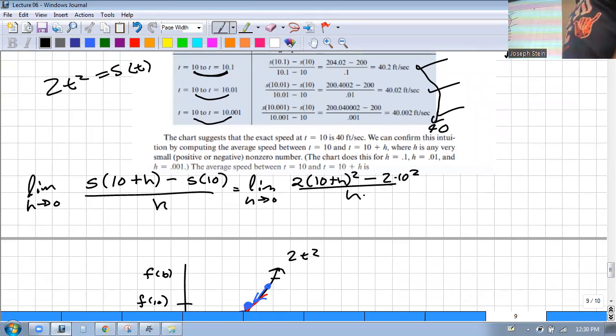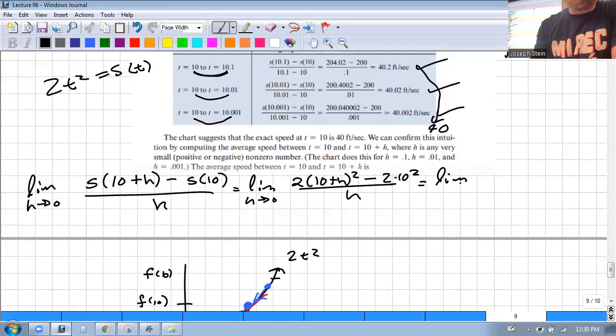All right. Now this looks kind of bad. I have H on the bottom. H is going to 0. I can't divide by 0, right? Every single problem we're going to do in here, we're going to divide by 0. All right. So this is how you do it.